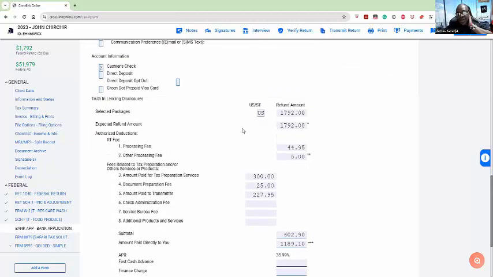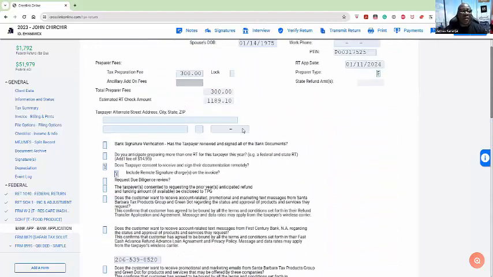All right, so I will explain to you. Here, what you need to do is the bank signature verification. Has the taxpayer reviewed and signed all the bank documents? So we expect them to do that, so we go ahead and say yes. The alternative is yes, then request due diligence review.